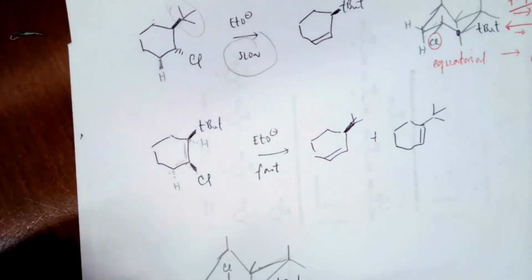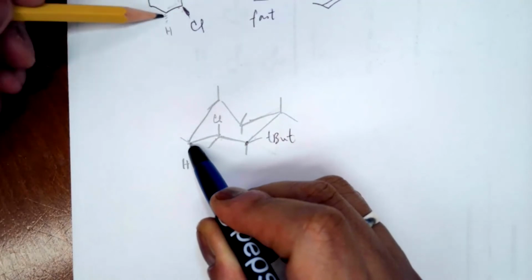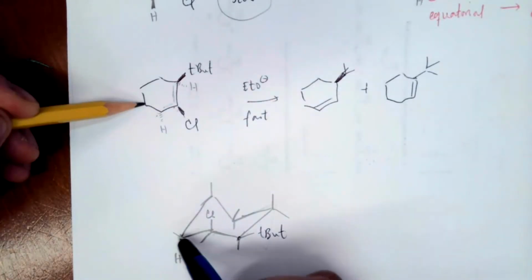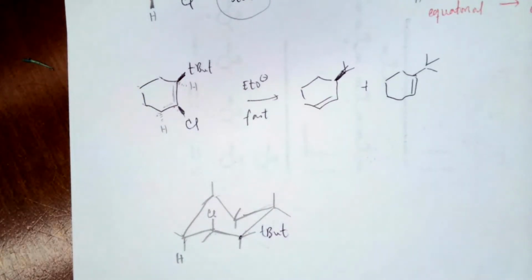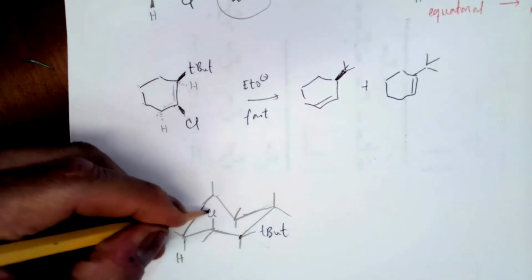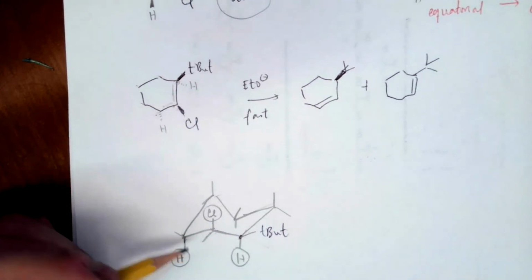Next one, hydrogen down. This hydrogen is down right here. Next one, nothing. Next one, nothing. Nothing, nothing. Okay, good. Why is this reaction going so fast? Because the chlorine and the hydrogens to be eliminated, which are these two hydrogens, right?